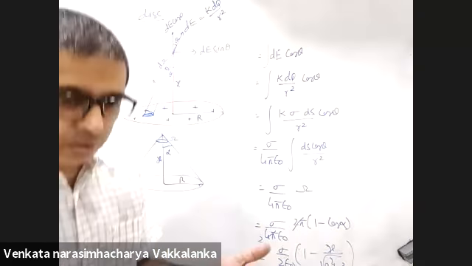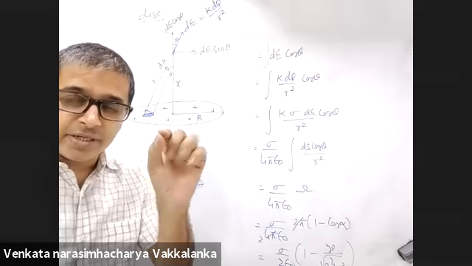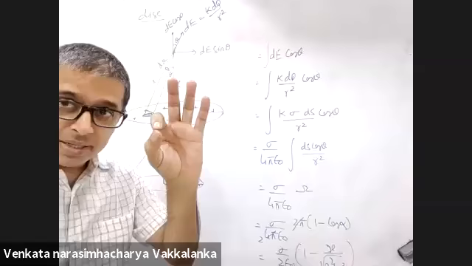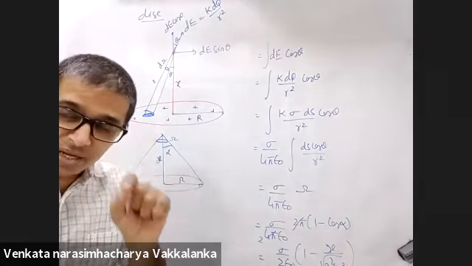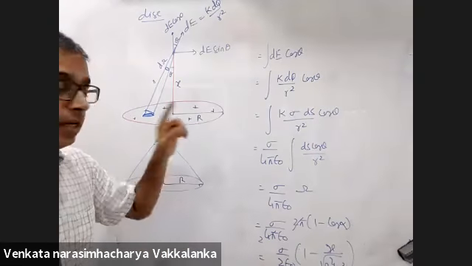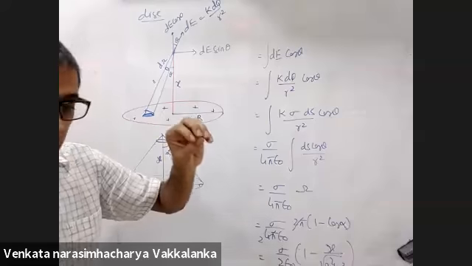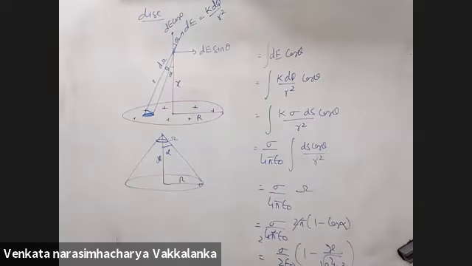The expressions that you'll have to remember: field and potential due to a point charge, a ring, an infinitely long wire, a semi-infinite long wire, a disk, a hollow sphere, a solid sphere. For these, the expressions must be remembered.